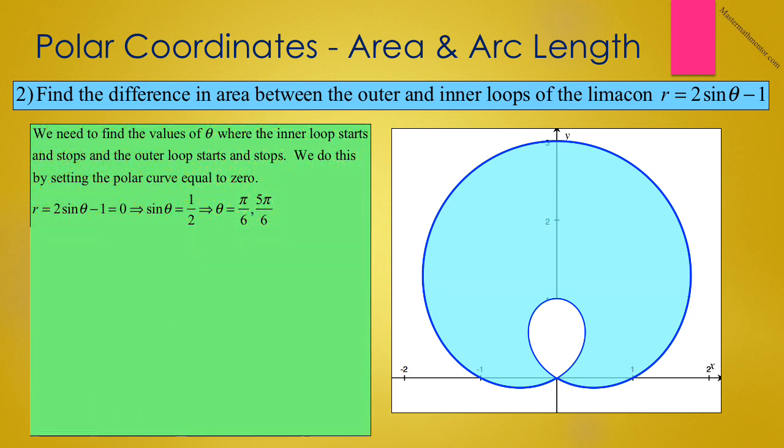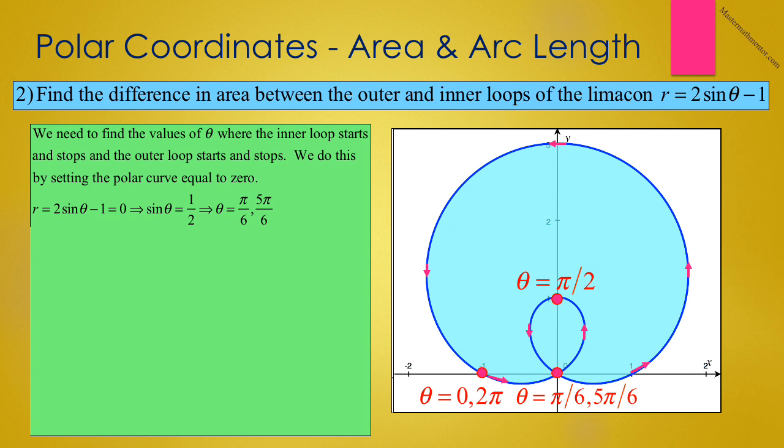Usually, to tackle a problem like this, we need to find the values of theta where the inner loop starts and stops, and where the outer loop starts and stops. We do this by setting the polar curve equal to 0, where r equals 0. We get r is equal to 2 sine theta minus 1 is equal to 0, sine theta is equal to 1/2, and theta is equal to pi over 6 and 5 pi over 6.